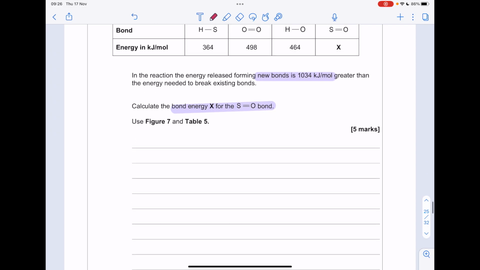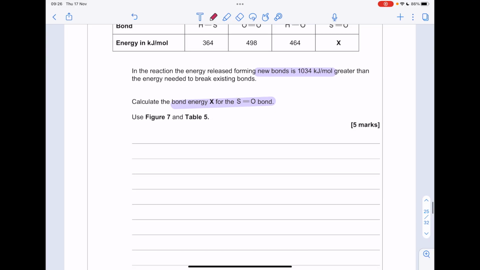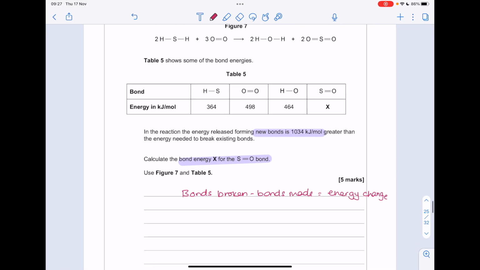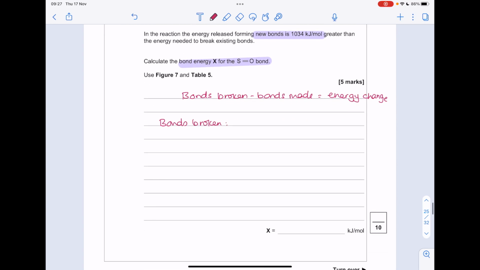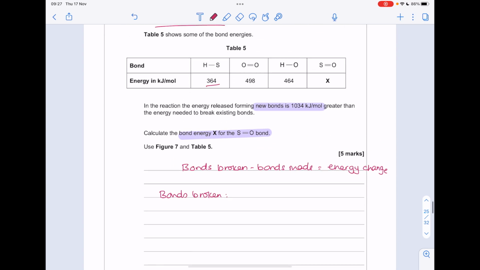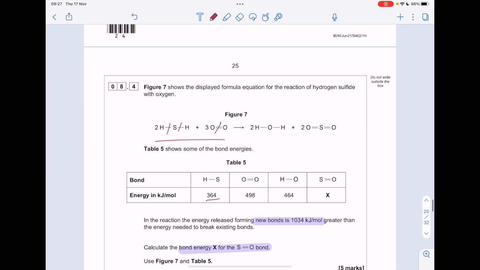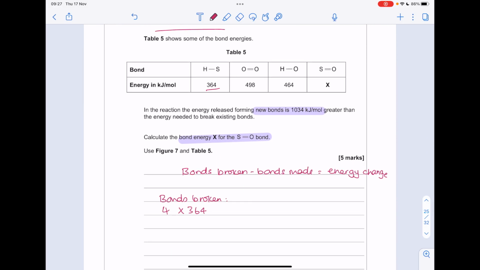Okay, they've been quite mean with this one, but I promise we can work this out if we follow these steps. So the equation we need is bonds broken, take away bonds made, equals energy change. Let's list the bonds broken. So we're looking at this side. We have 4 H-S bonds. So 4 times 364. And we have 3 O=O bonds.